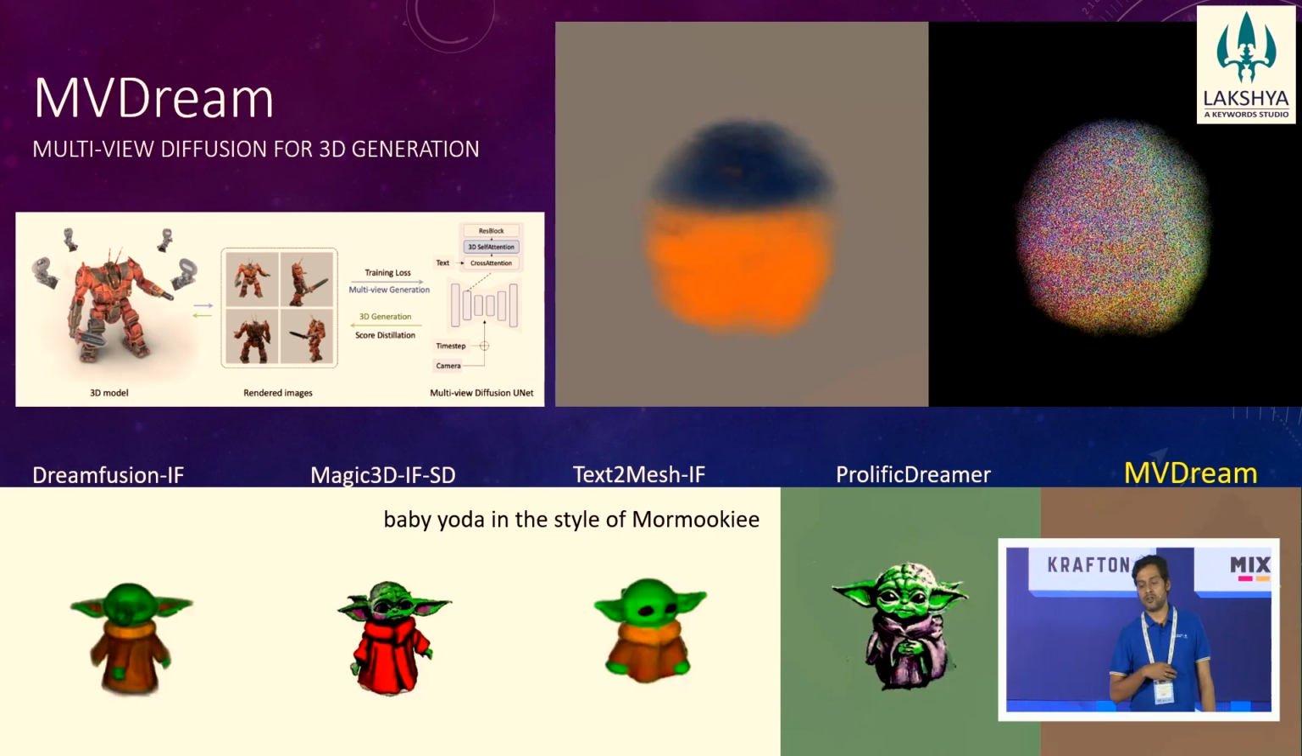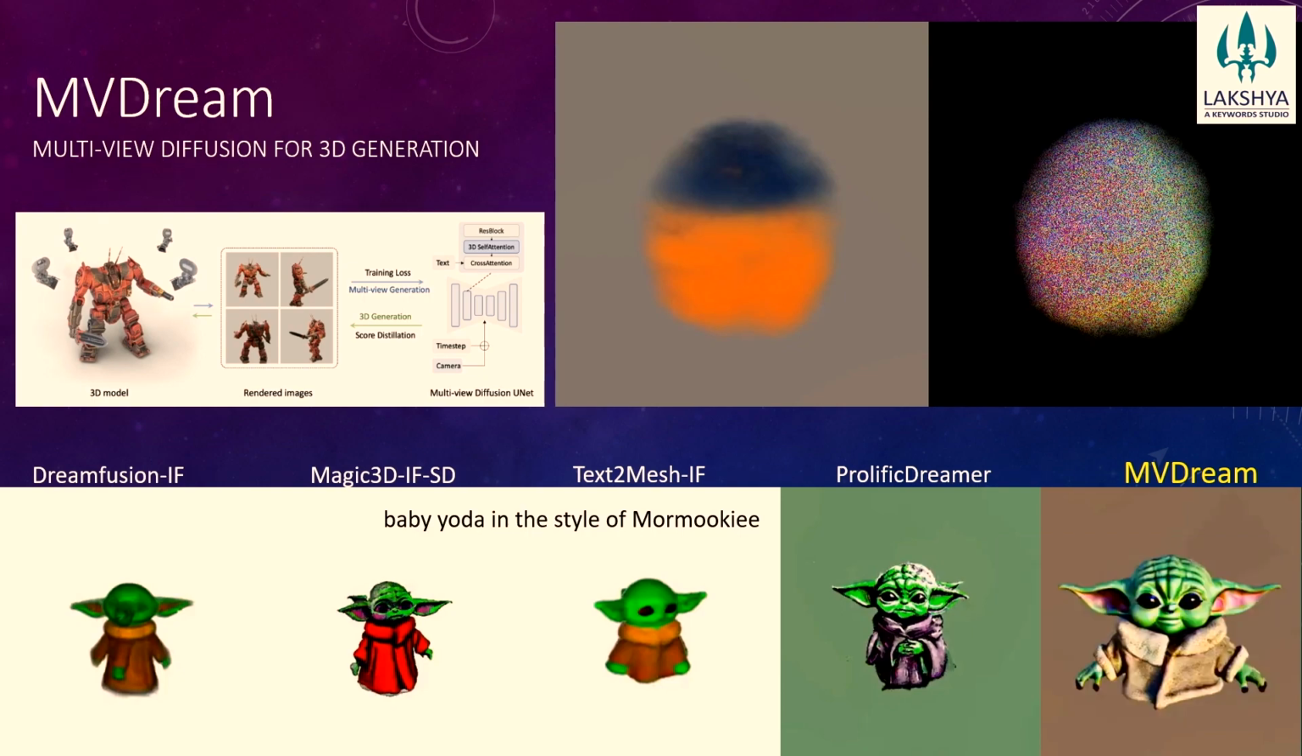MV Dreams. It's a multi-view diffusion technique that is trained on multiple image inputs of a 3D model. So let's say there's a model of a robot, how was it trained? Different cameras were put together to take different renders from different angles, and it was trained according to that data.